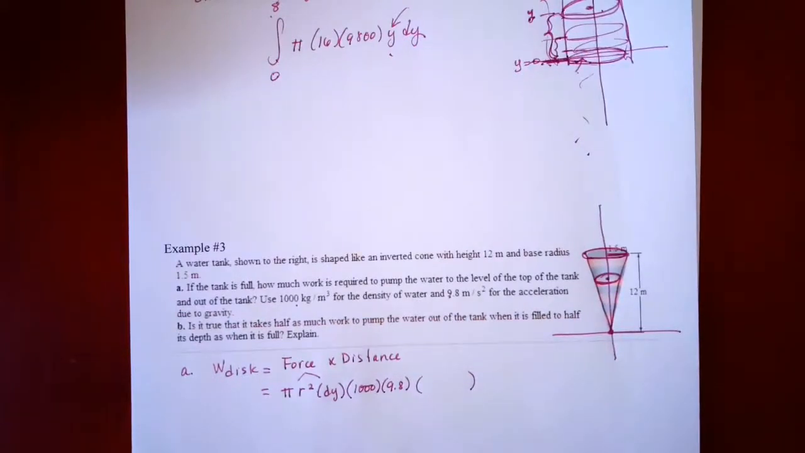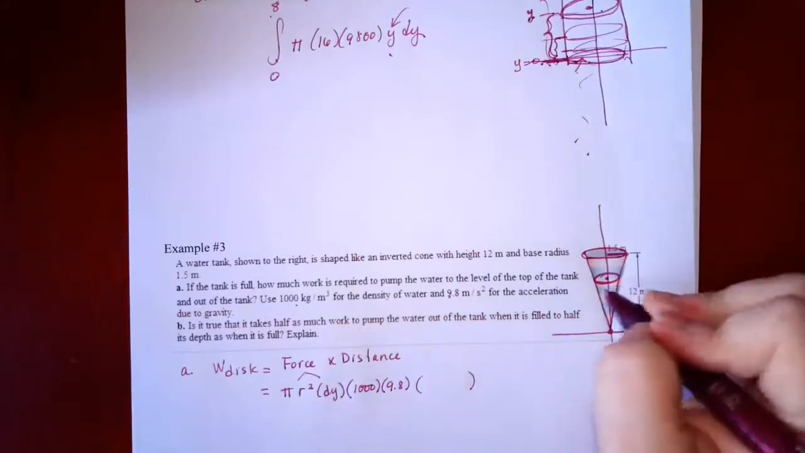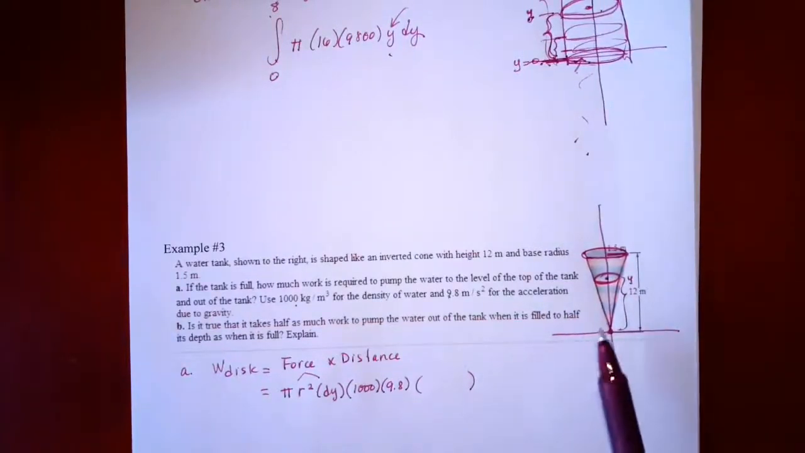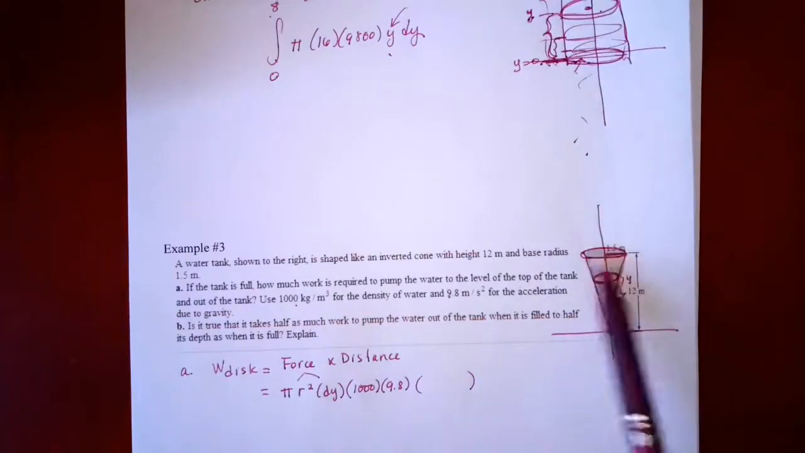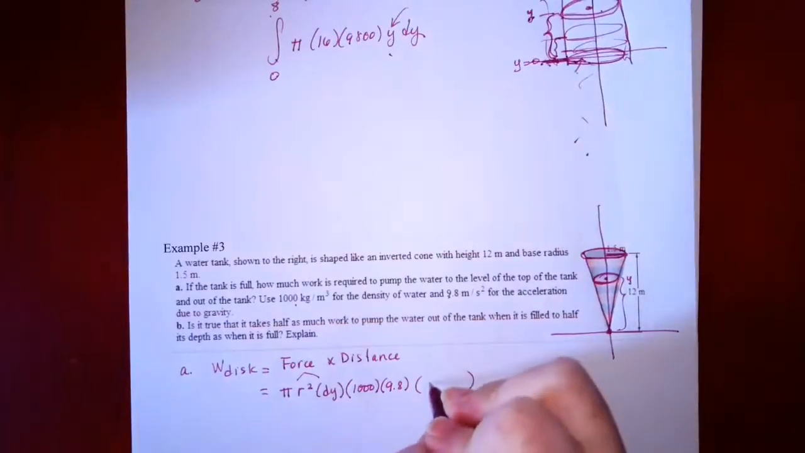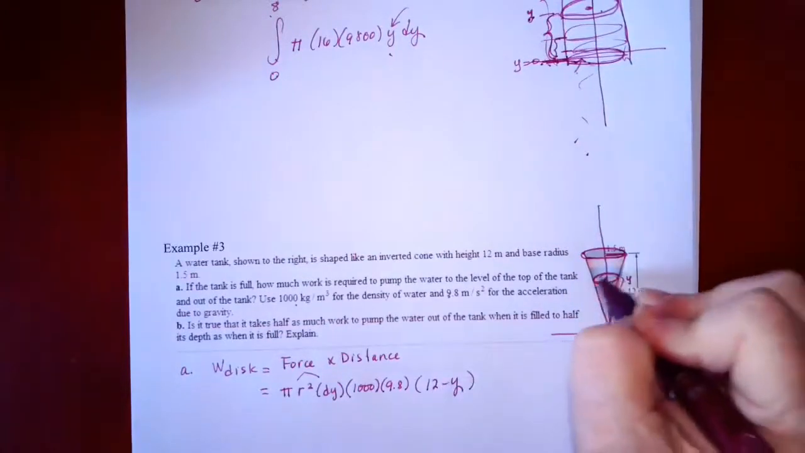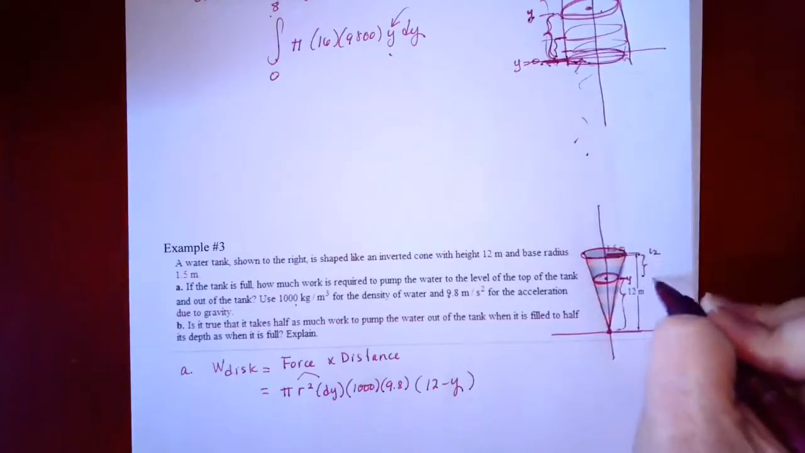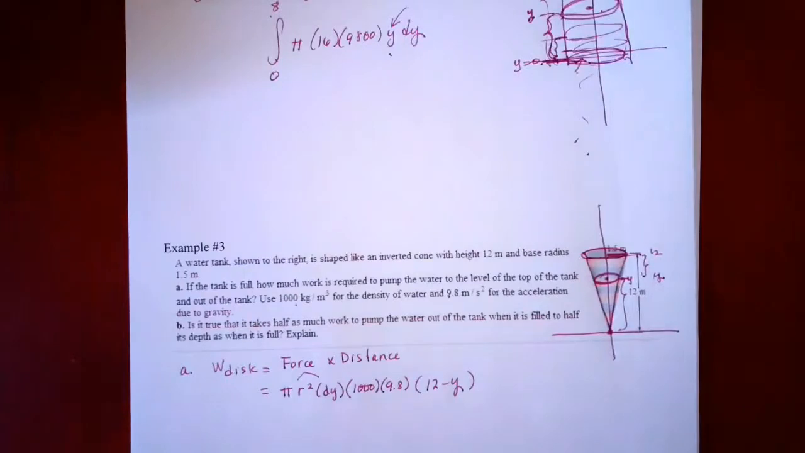Now, the more complicated part in this problem is going to be this radius. I want you to think about for just a second. This little disk starts out at some y value in my tank, and we are having to pump it up to the level of the top of the tank, which is 12 meters high. So who wants to volunteer what they think that distance would be? 12 minus y. Good. Because if it starts out here at y and it has to go up to 12, then that distance right there, which is 12 minus y, would be the distance that it has to travel.